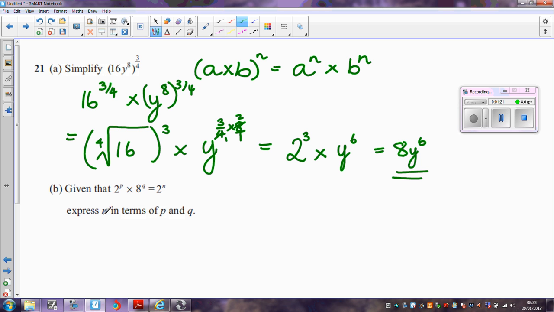What we've got here is express n in terms of p and q. So we've got 2 to the power p multiplied by 8 to the power q, which is a bit of a problem, is equal to 2 to the power n. Now, the problem here is the 8. But what I'm going to do is rewrite that 8 as 2 cubed. So what I've effectively got here is 2 to the power p multiplied by 2 cubed to the power q, and that equals 2 to the power n.